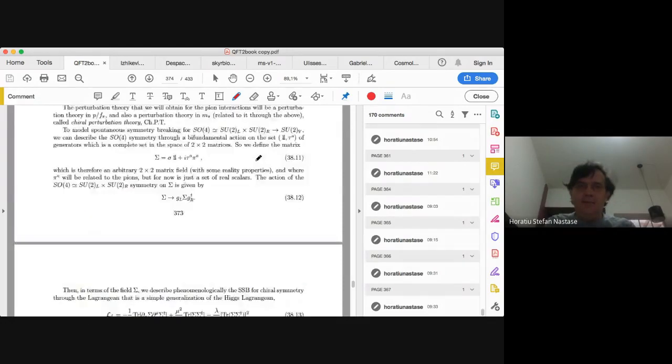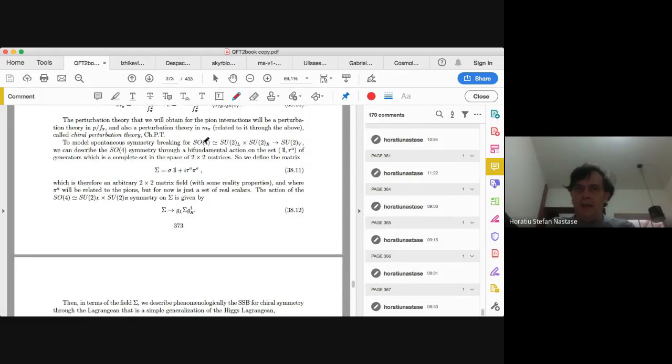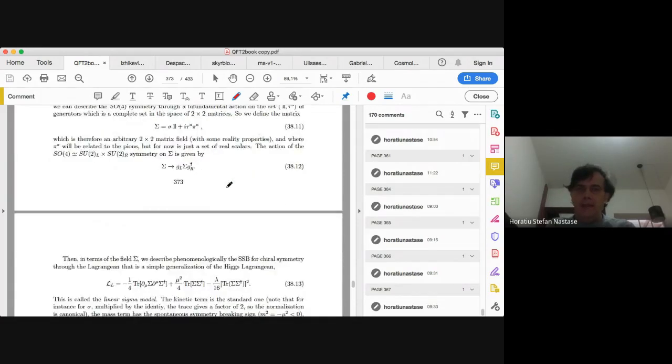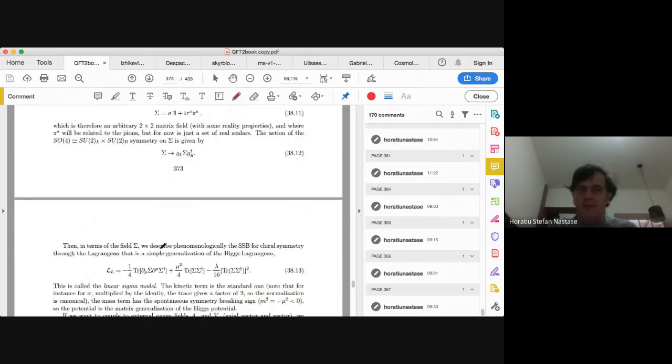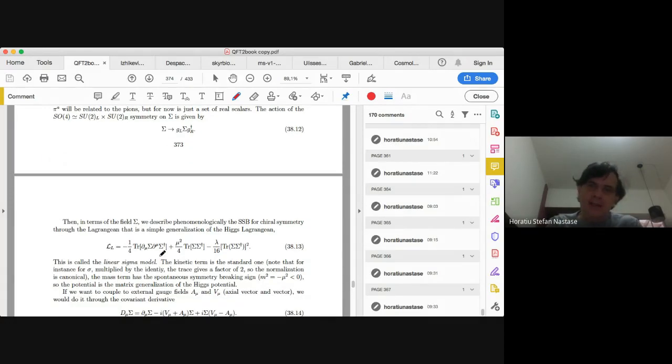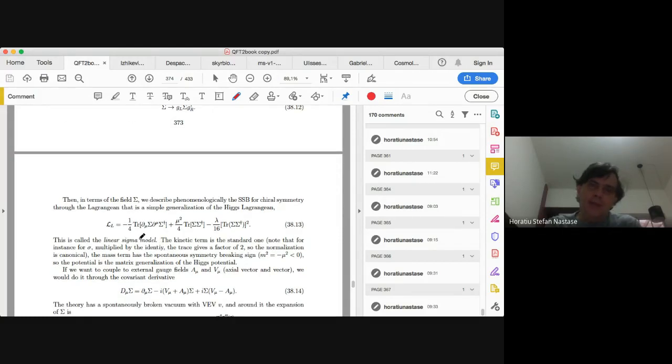Okay, so I have my field on which I act with SO4. Now I have to write a phenomenological action for it. I mean, the field is also phenomenological, and I write a phenomenological action for it that has to have a spontaneous symmetry breaking. So the action is a simple generalization of the Higgs Lagrangian. So I have a kinetic term that just generalizes the kinetic term for one scalar. This is minus 1/4 trace of d mu sigma dagger.